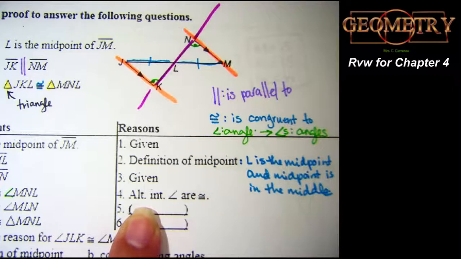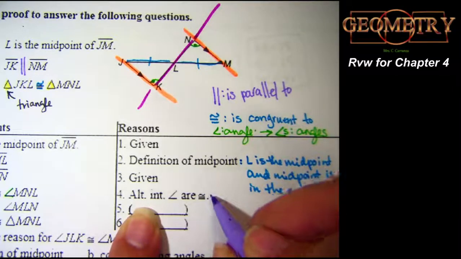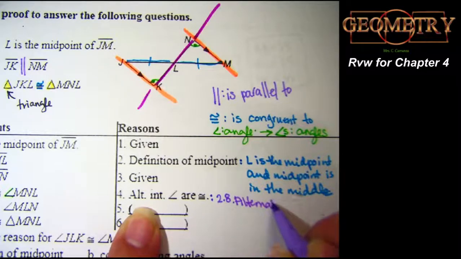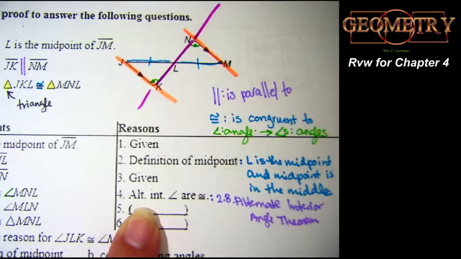That's okay. If you wanted to write the name of the theorem, you would write 2.8 alternate interior angle theorem. Okay? Either one of those is acceptable. If you're pushing toward a perfect proof, you want to put the name of the theorem. Right now, when you're working on just learning how to do them, you can just write your reason.